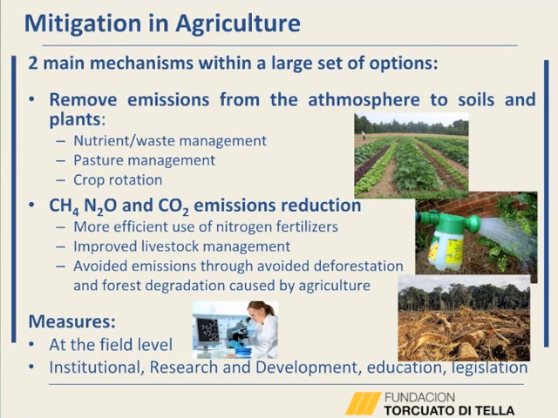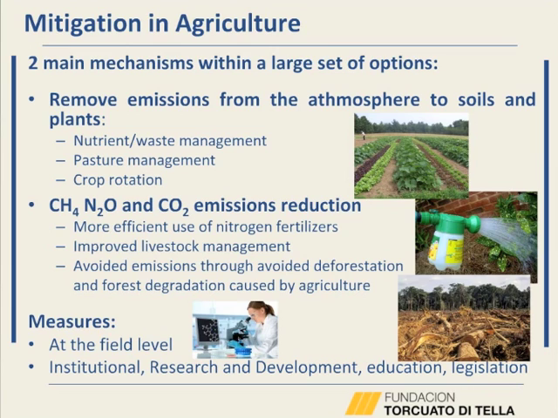So, when we think of mitigation in agriculture, there are mainly two mechanisms within a large set of options. First of all, removing emissions from the atmosphere to soils and plants. This can be mainly done through an improvement in nutrient and waste management practices, pasture management and crop rotation.